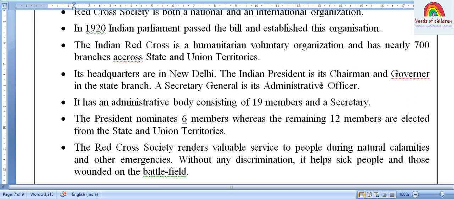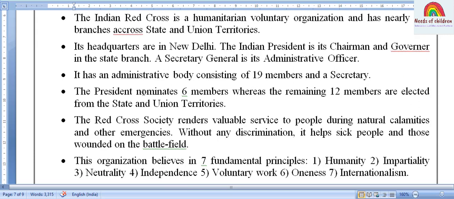The Indian President is its chairman, and the Governor in the state branch. A Secretary General is its administrative officer. It has an administrative body consisting of 19 members and a secretary. The president nominates 6 members, whereas the remaining 12 members are elected from the states and union territories.